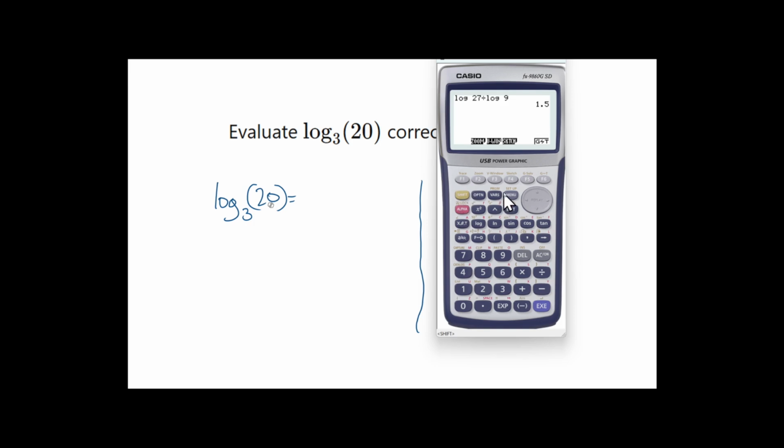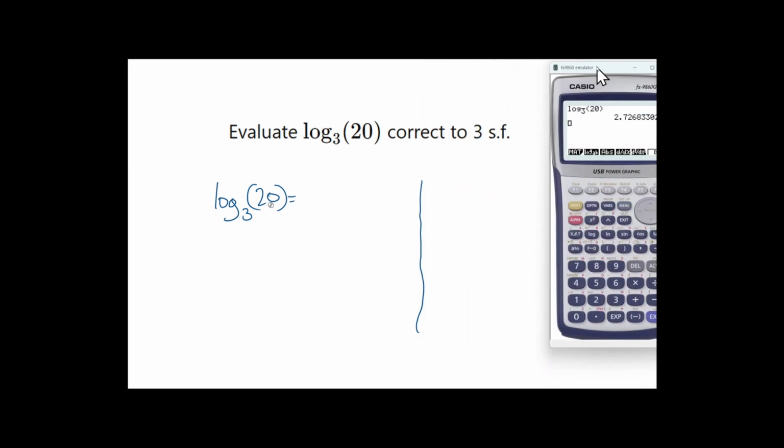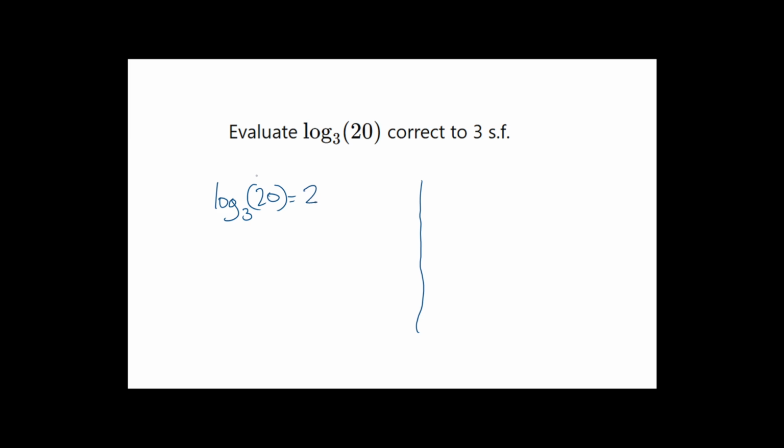We could go to setup, and we're going to go to math, and then we're going to go to math, log base 3 of 20. 2.7268, and 1 is to 3 significant figures, so 2.73. Or we could use the change of base.